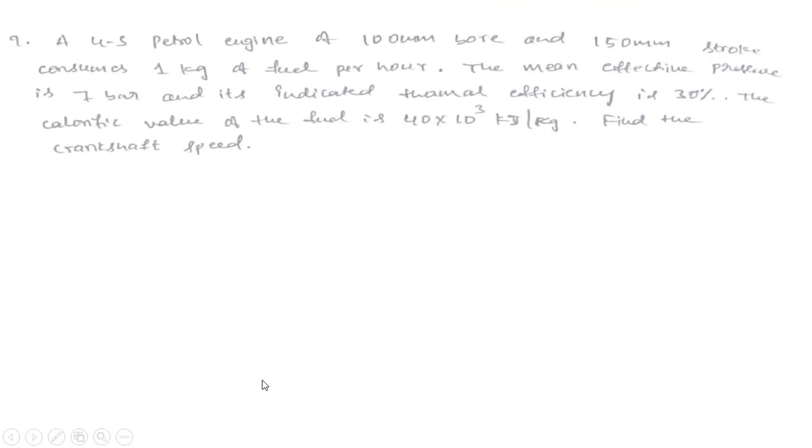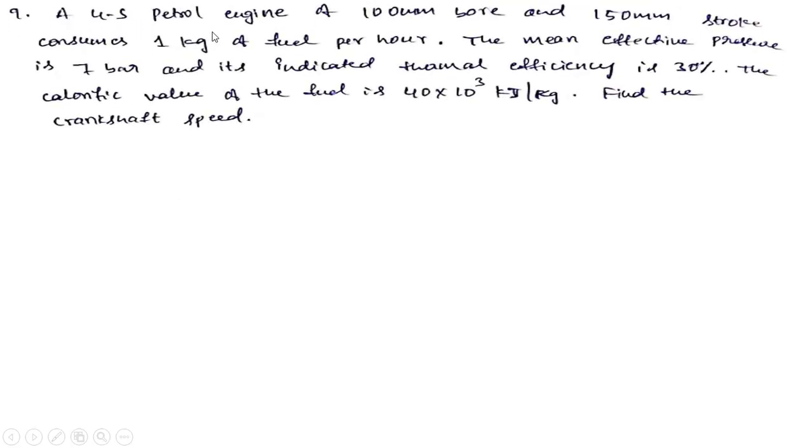We will move to the next problem. A 4-stroke petrol engine of 100 mm bore and 150 mm stroke consumes 1 kg of fuel per hour. The mean effective pressure is 7 bar, and its indicated thermal efficiency is 30%. The calorific value of the fuel is 14 into 10 power 3 kilojoule per kg. Find the crankshaft speed. Let us read the problem statement once again. A 4-stroke petrol engine is given, its bore or cylinder diameter is 100 mm, stroke length is 150 mm, and it consumes 1 kg of fuel per hour.